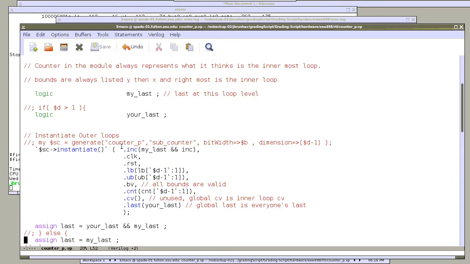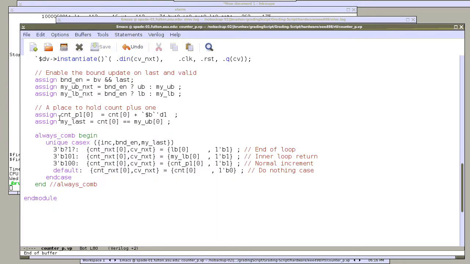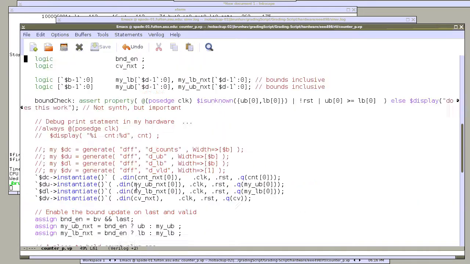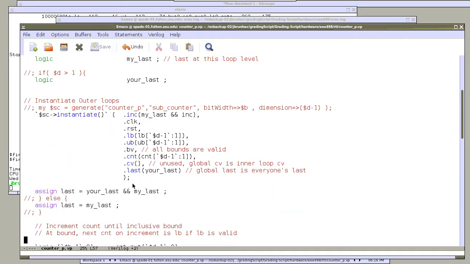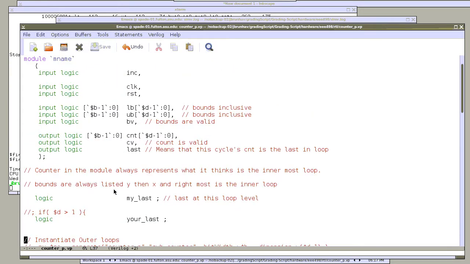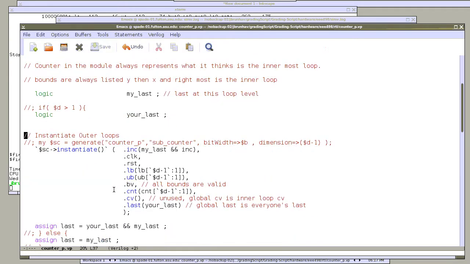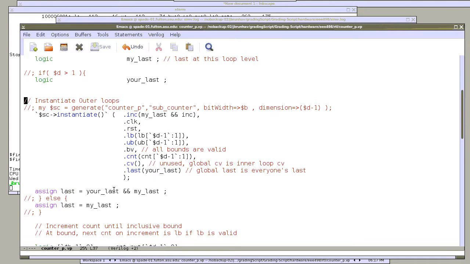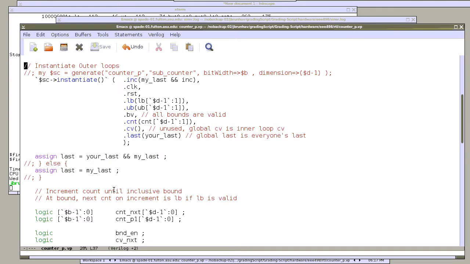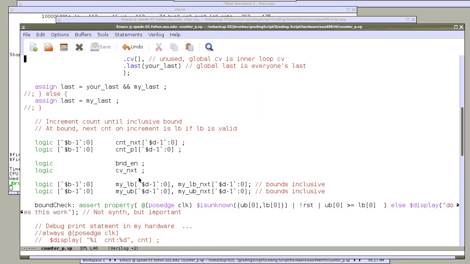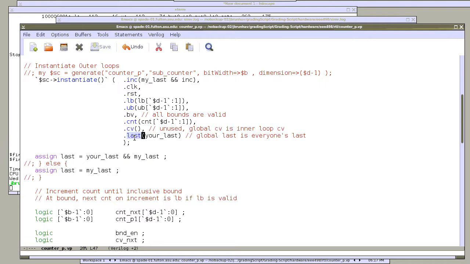So in the 2D case, what we're seeing is that my child counter is updating because we put the one in here. So this one is getting to last and going there. Your last and my last. So they took the new bound on last. Yeah, so this is interesting.